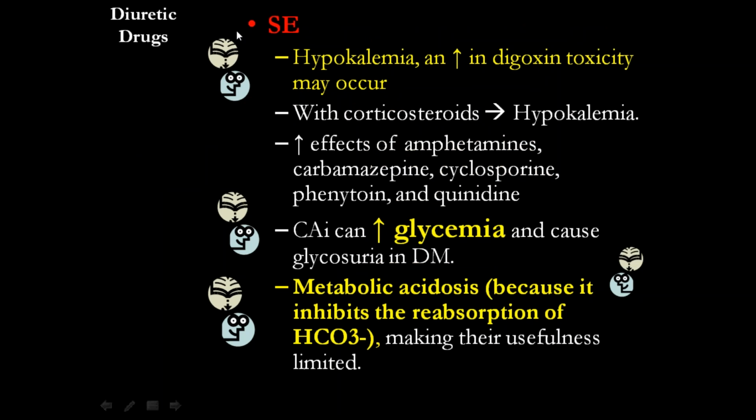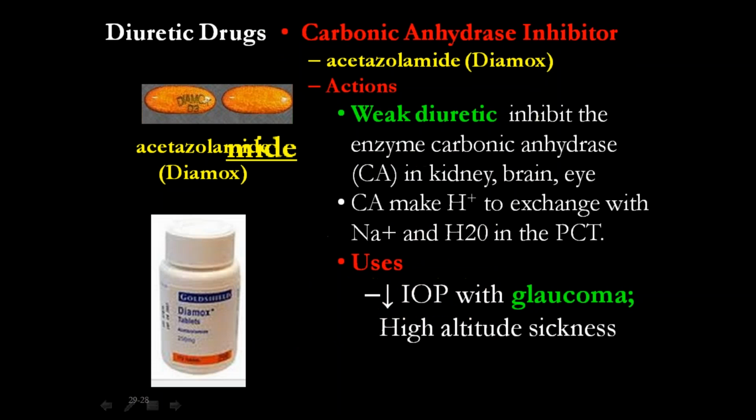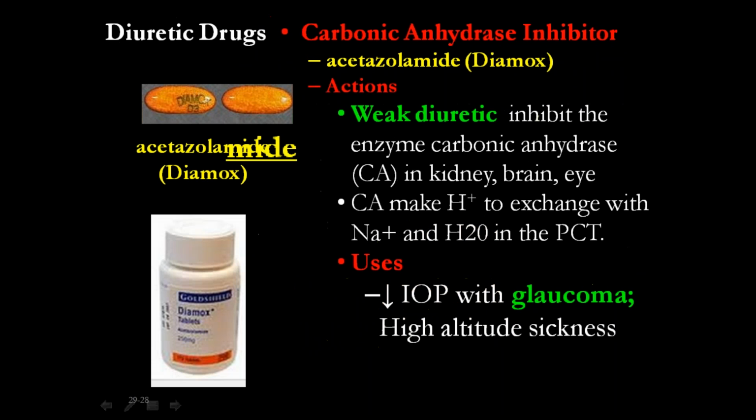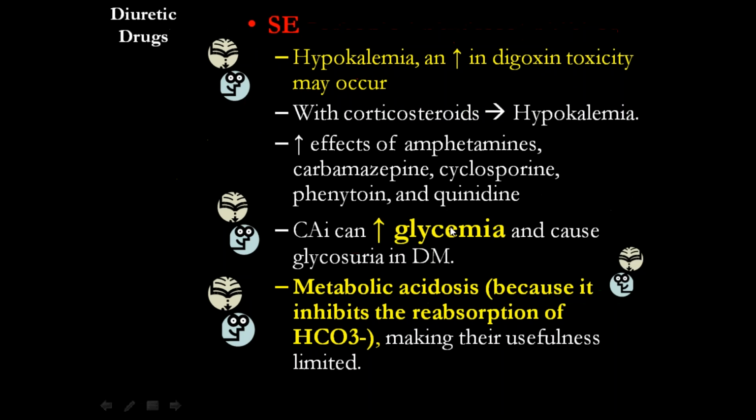All right, so side effects of the carbonic anhydrase inhibitor include, again, hypokalemia. The hypokalemia is related to the toxicity levels of digoxin. Again, the diuretics that produce hyperglycemia, that can increase glycemia, are loop diuretics, thiazides, and osmotic diuretics. So we are talking about carbonic anhydrase inhibitors can lead to hyperglycemia.